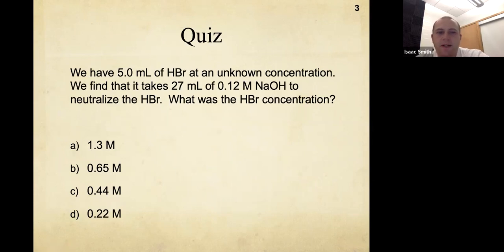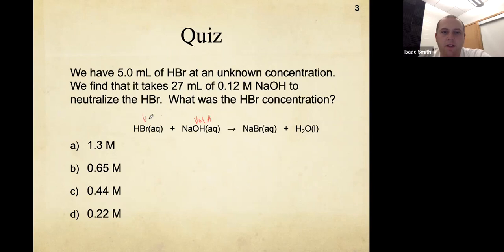Okay, so we have 5 mils of HBr at an unknown concentration. We find that it takes 27 mils of 0.12 sodium hydroxide to neutralize it. What was the HBr concentration? So we did one kind of like this in the last lecture. So if you look at the neutralization equation, we know a lot. We know the volume and the molarity of sodium hydroxide. So that would be our A.